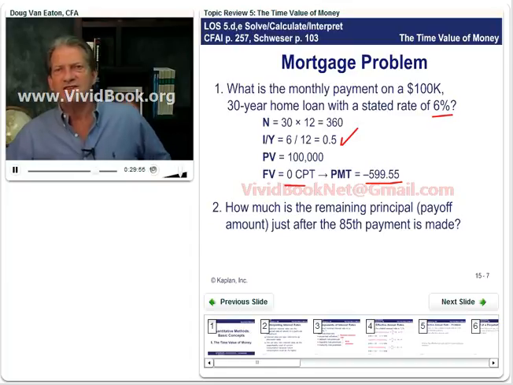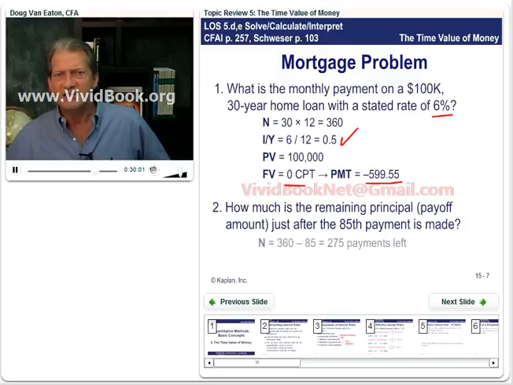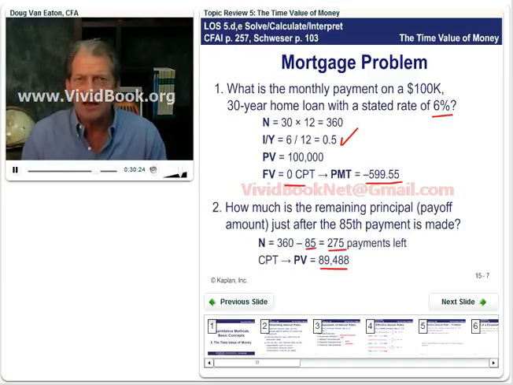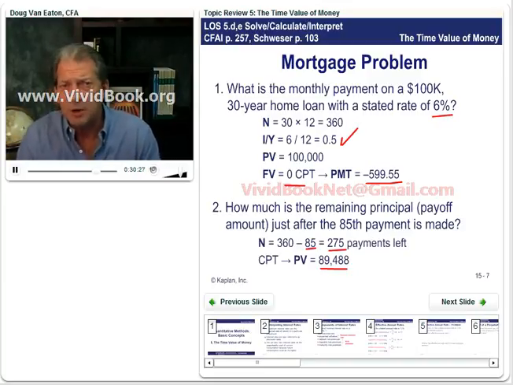So you can change these one at a time or just change two of them and then recalculate the other one. In this case, N is changed. We've just made the 85th payment. There's 275 payments left. We're in end mode on our calculator. And so all we have to do is put in the remaining payments and calculate the new present value. The new present value is the present value of those remaining payments discounted at this stated annual rate of 6%, or 0.5% per month. So that's the payoff. That's the remaining principal outstanding on your loan.